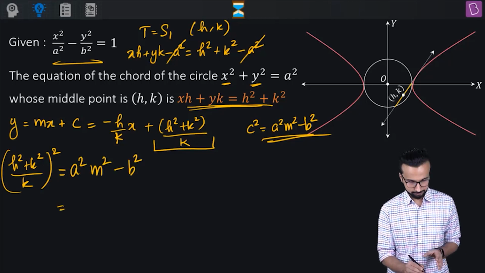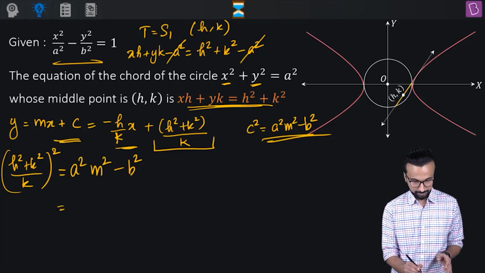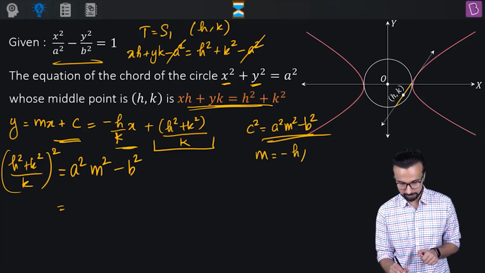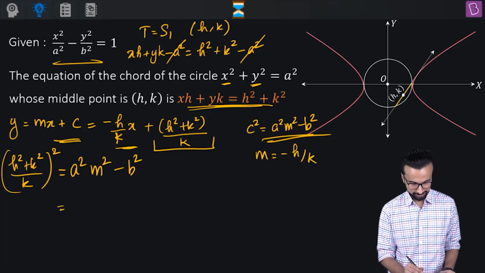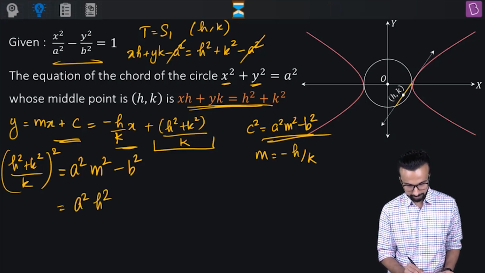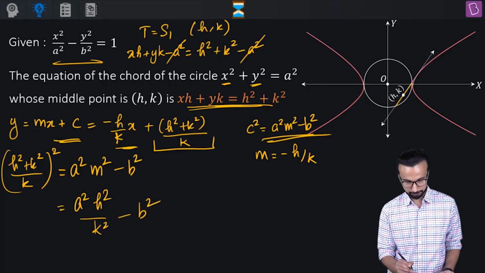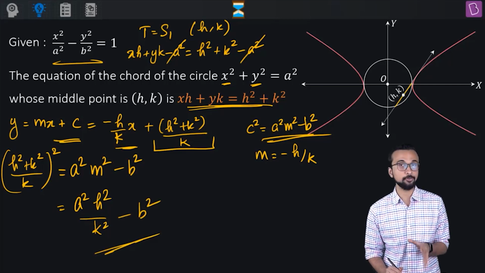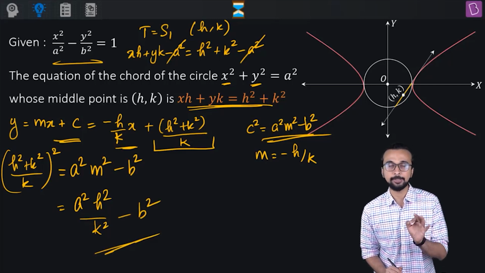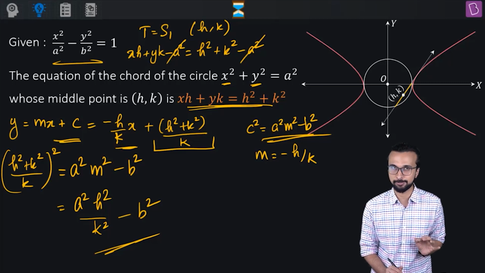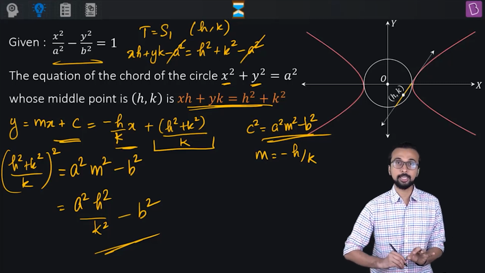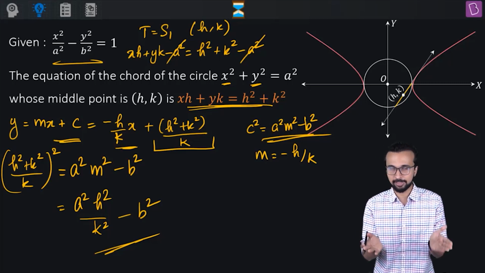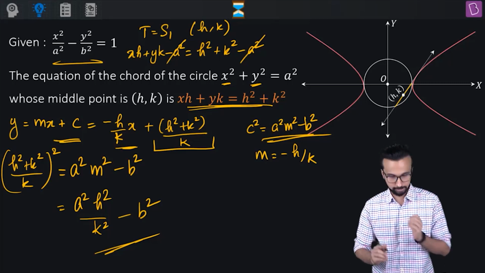Now compare both these equations again. You can see one more thing: m, the value of the slope, is equal to −h/k. Substitute that here as well. So you get a²(h²/k²) − b². We are heading closer to our answer now. We are looking for the locus of the point (h, k), which happens to be the midpoint of the chord. I found the equation of the chord and equated it with the equation of the tangent to the hyperbola, because it's given in the question that the chord is also tangent to the hyperbola.